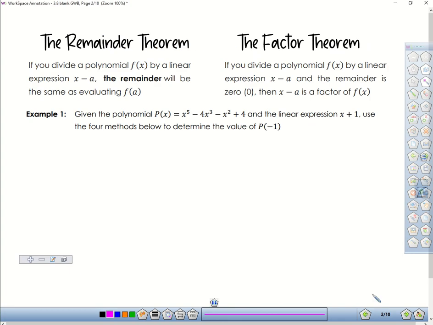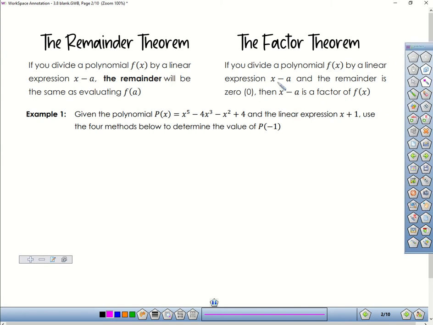So what is the remainder theorem? The remainder theorem states that if you divide a polynomial f of x by a linear expression x minus a, the remainder will be the same as evaluating f of a. So basically, you can divide a polynomial by x minus 4 or x plus 3, anything that's a linear binomial, which we've been doing using synthetic division, and the remainder is the same thing as if you were to plug that value into the function. Those are two ways of doing the same thing and getting the same results.